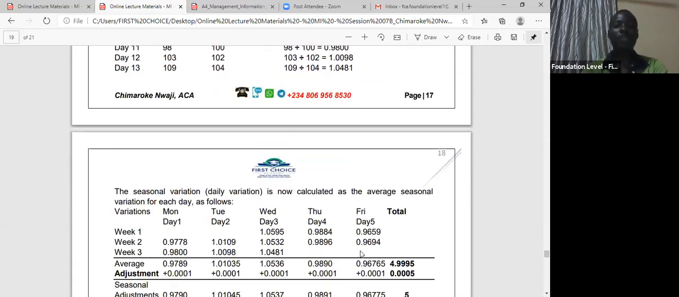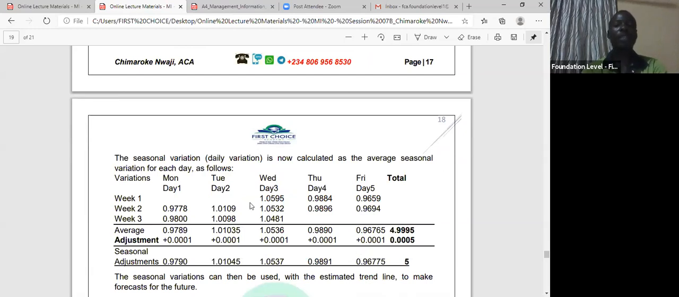So we will now do a grouping. So look at this grouping now. All the values for day 1 are brought under here. For day 2 are brought under. So you'll be very careful. Day 3, day 4, day 5. Then you now find the average.